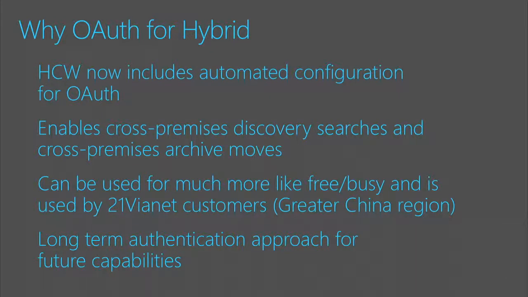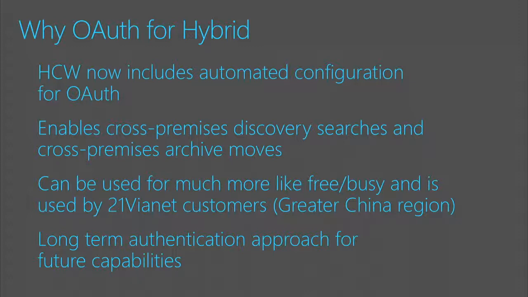So it's in the Greater China region. They have some more strict code of conduct. So they're in their own space basically. And we needed a hybrid configuration for 21Vianet customers in the Greater China region. So that is one of the things that you need OAuth for, because they can't use the Microsoft Federation Gateway. They have to have a separation basically. Now, that's not super high demand right now.